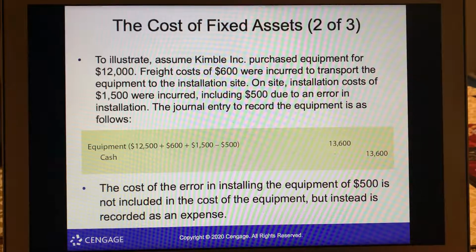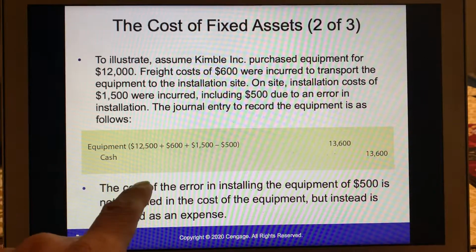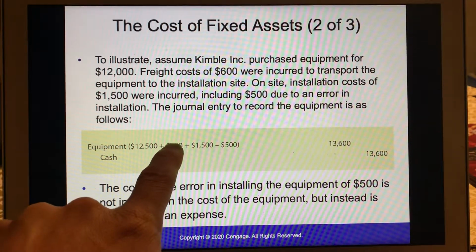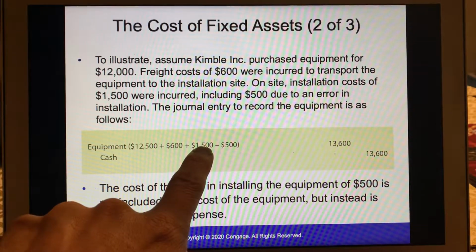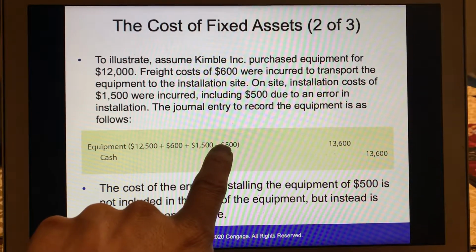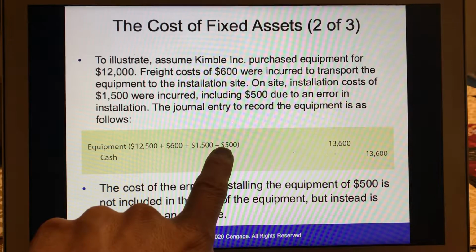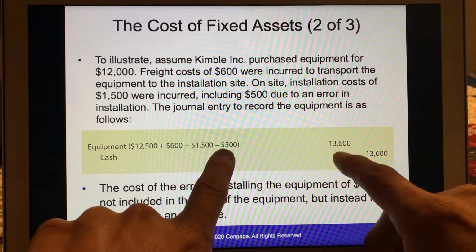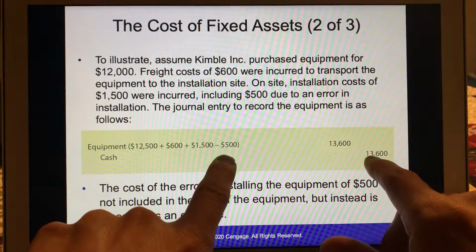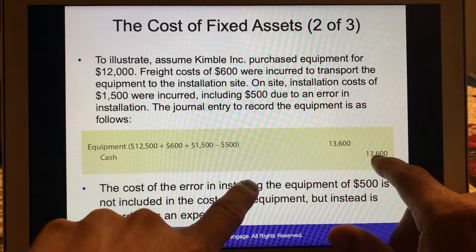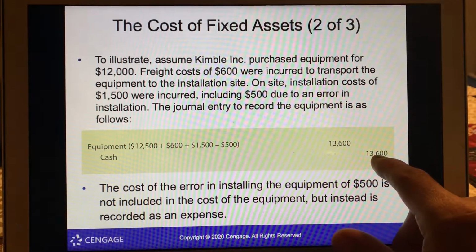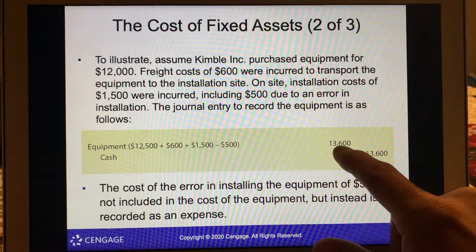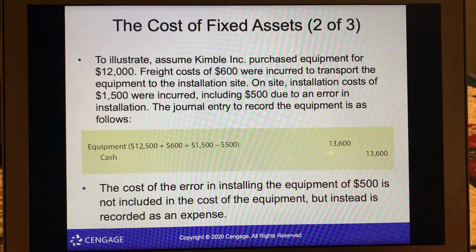Here's an example. So equipment, all that went into it: $1,250 for the purchase, $600 for freight, $1,500 for installation, minus $500 due to error in installation. So the journal entry goes $13,600 on equipment, and it comes out of cash. Don't forget, a credit to cash is a decrease, so it's a credit, $13,600. So we're putting an asset at $13,600. Okay.